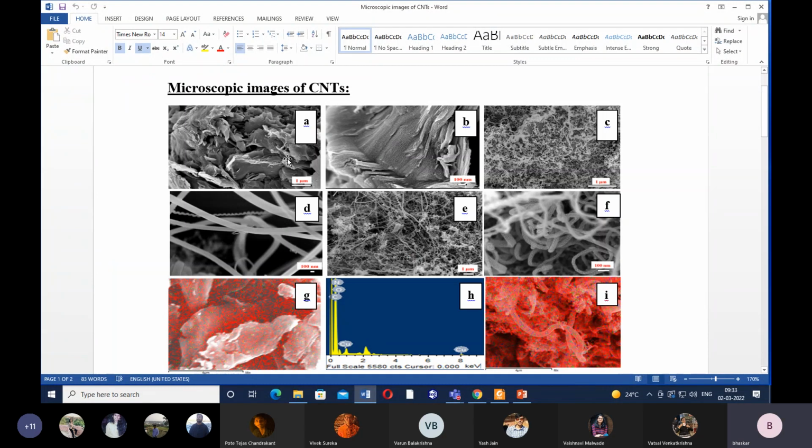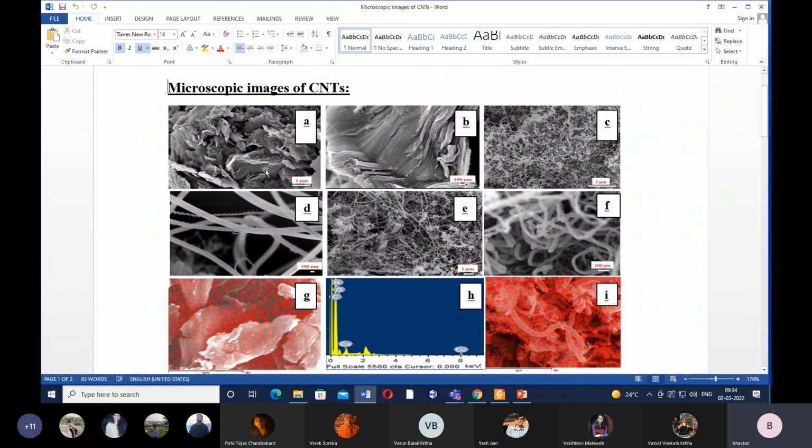This is basically our support material. Okay, so this is graphite. So we have got graphite support material. Okay, try to understand it. So on the surface of a support material, like here I have used graphite support, on top of graphite support, I synthesized carbon nanotubes. Okay, so graphite was our support.